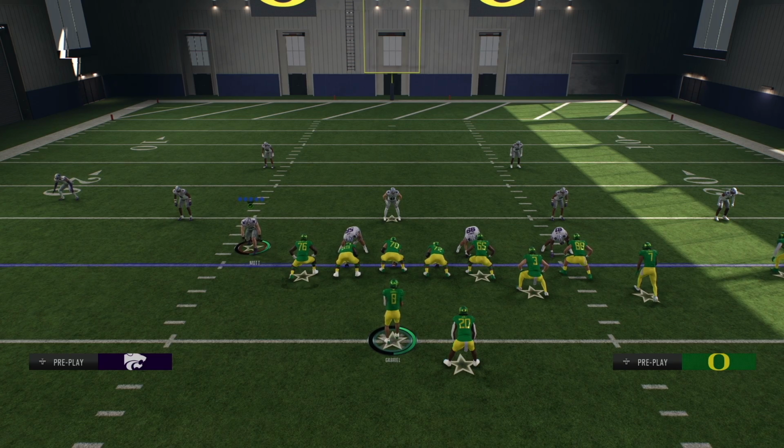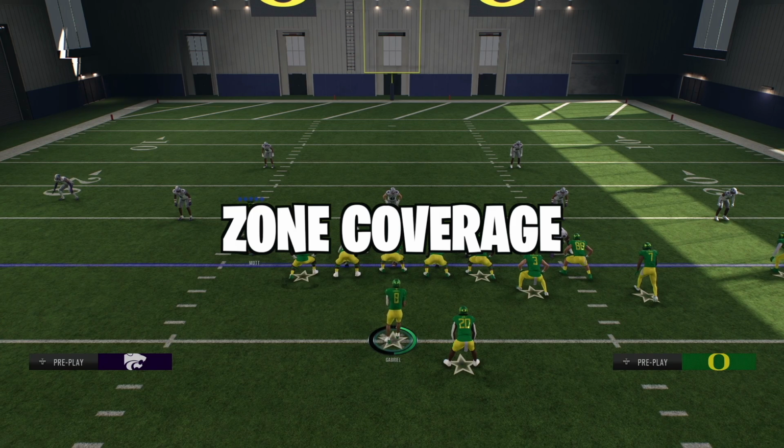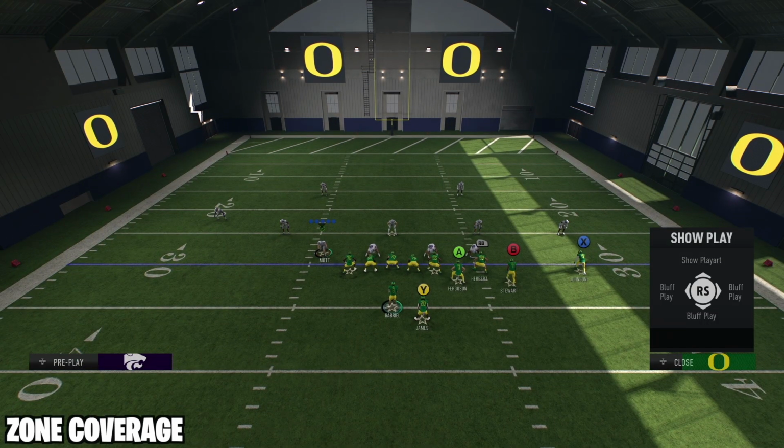So to start this video off, we're going to look into how you can tell when you're facing zone coverage. This is going to be a very simple way of finding out if you're going up against zone coverage. As I zoom out here, you look at the field and you have receivers and tight ends on the right side, and on the left side there's nobody, but you have defenders on the left side of the field and on the right side of the field. So this means that it's zone coverage.